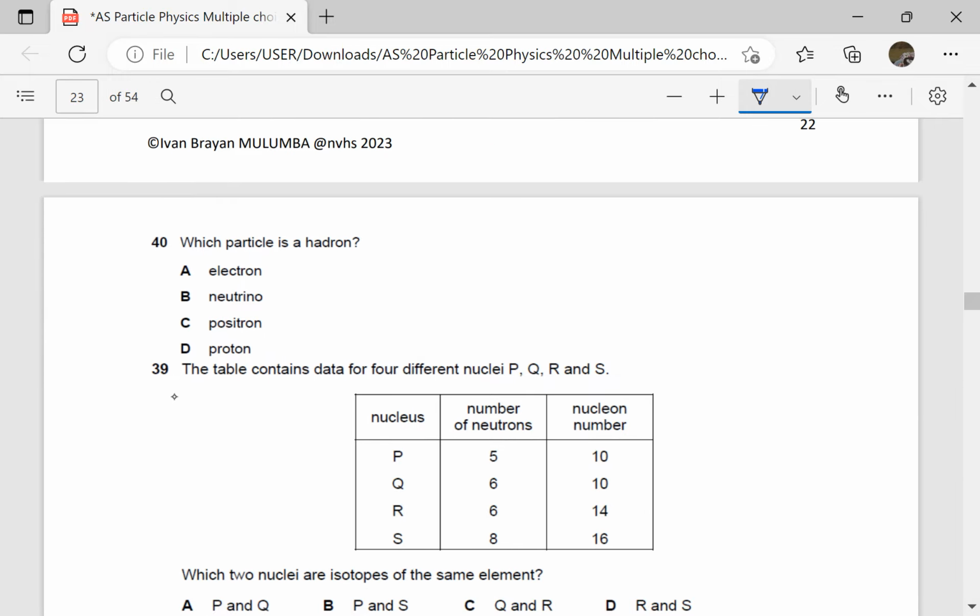Which particle is a hadron? Remember, hadron must have quarks. The lepton has no quarks, neutrino has no quarks, the positron has no quarks, so the answer is D.